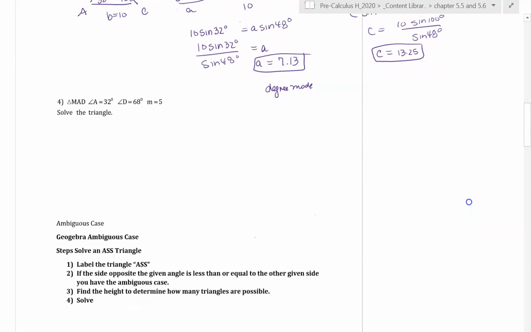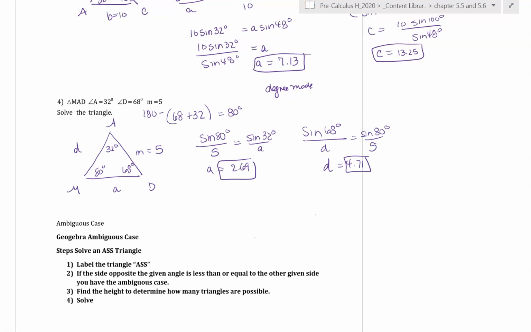So go ahead and pause the video and see if you could solve the triangle for number 4 using the law of sines. Don't forget that angle M is opposite side M, angle A is opposite side A, angle D is opposite side D, and we know that the three interior angles of a triangle add to 180, so 180 minus 68 minus 32, we end up with 80 degrees. So now you use the law of sines, and A is 2.69 and D is 4.71.